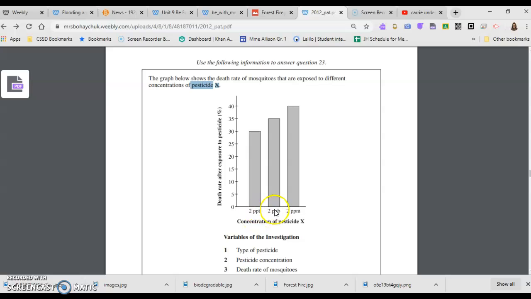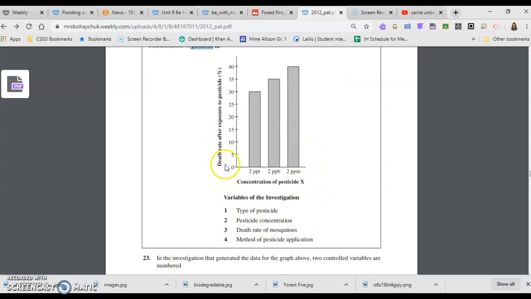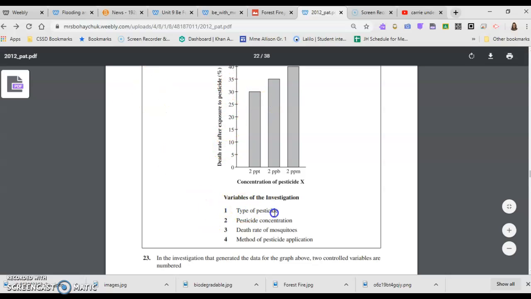So this would be our manipulated variable, and we always put the manipulated variable on the x-axis, and the responding variable is what is on the y-axis. So manipulated variable, responding variable. And now let's take a look at the questions here. The type of pesticide, we said, is going to be the same, so that's a controlled variable. So we'll circle that. Pesticide concentration, no, that's what we're changing.